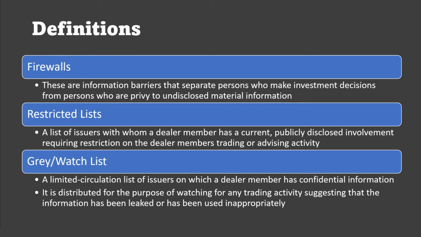And you also have the gray watch list. And this is a limited circulation list of issuers on which a dealer member has confidential information. It is distributed for the purpose of watching for any trading activity suggesting that the information has been leaked or has been used inappropriately.